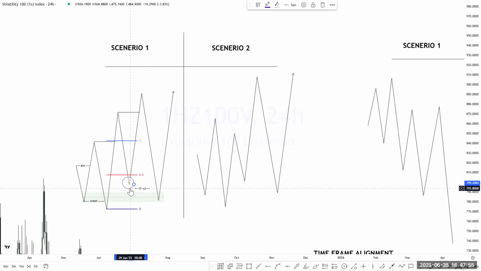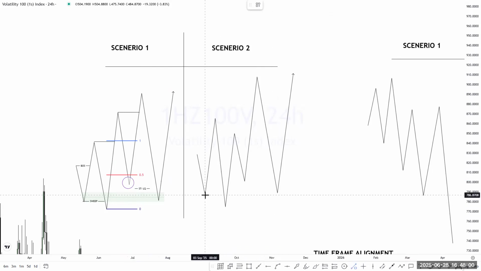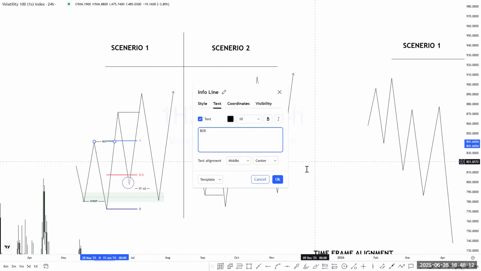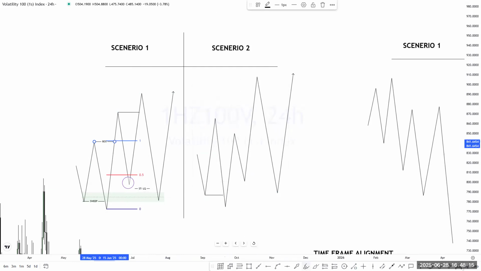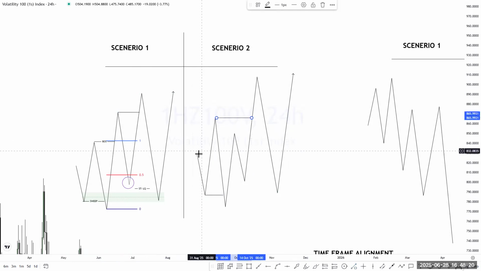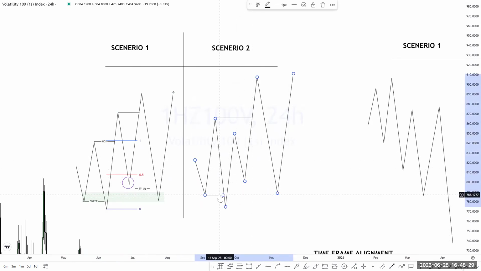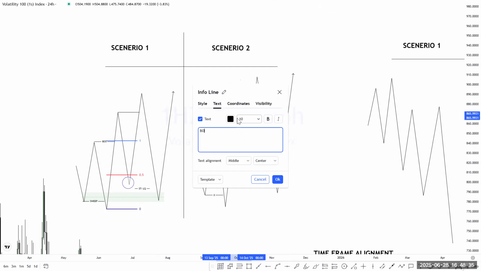Now let's talk about scenario two. In scenario two, you see price breaking structure. First, you identify your sweep. The next thing, you identify the break. What is the difference between scenario one and scenario two? First, we identify the sweep. I'm going to use X. Then the next thing is your break of structure.